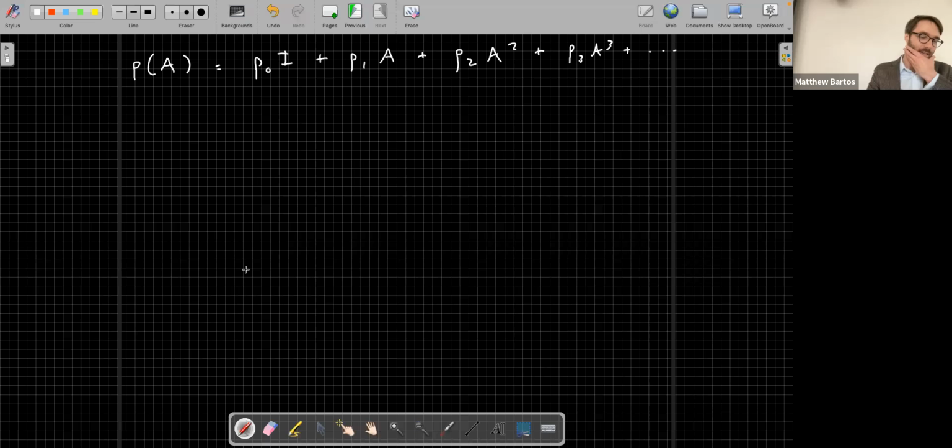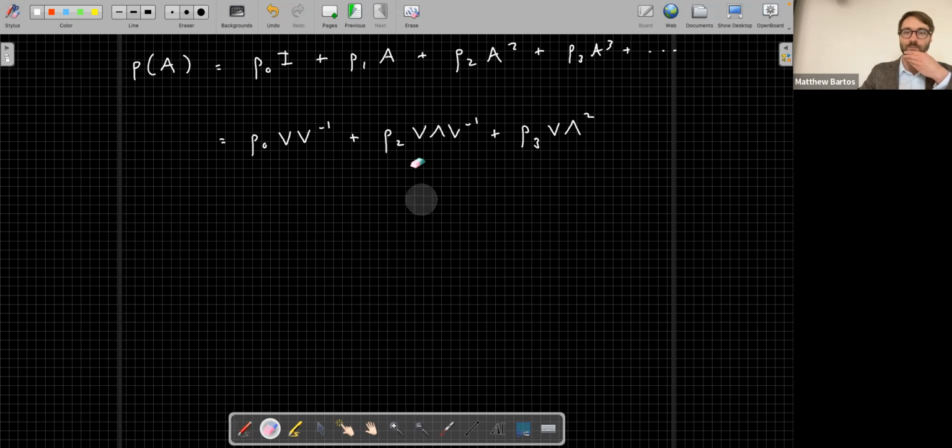Okay, so let's go ahead and diagonalize each one of these terms. For the first term, we'll have P naught times V V inverse. For the second term, we'll have P1 times V lambda V inverse. Sorry, I messed up this index here. This should be P1, this should be P2. So P2 times V lambda squared V inverse plus P3 V lambda cubed V inverse, and so on.